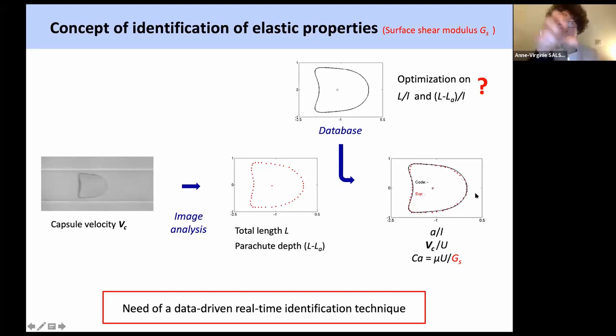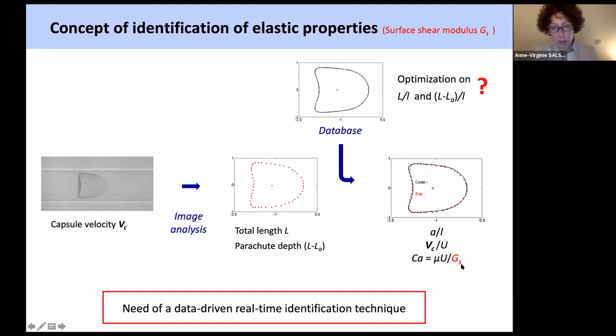If we have a good fit and overlap between the experimental and numerical profile, then we identify the capillary number. Since we know the viscosity, if we are also able to identify the velocity of the fluid, then we will know the surface capillary number, which is the mechanical property we're looking for. The capsule velocity VC is known. We don't know A initially, because every capsule has a different shape. So the goal of the identification is to identify A, U, and the capillary number. If we know these three values, then we can deduce GS, the surface capillary number.